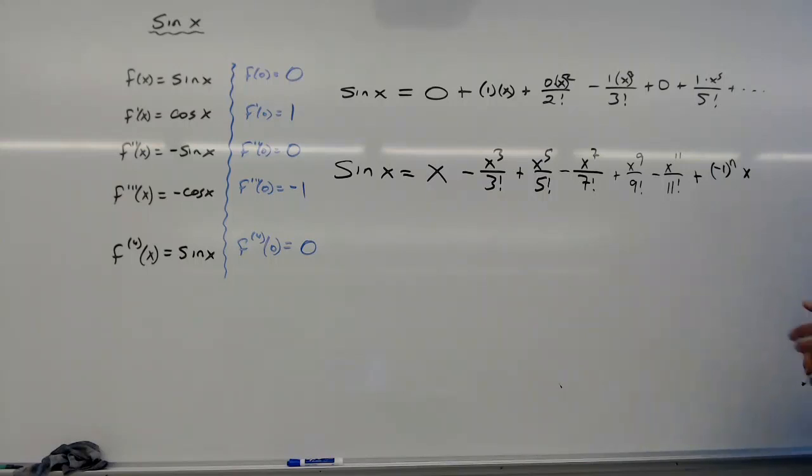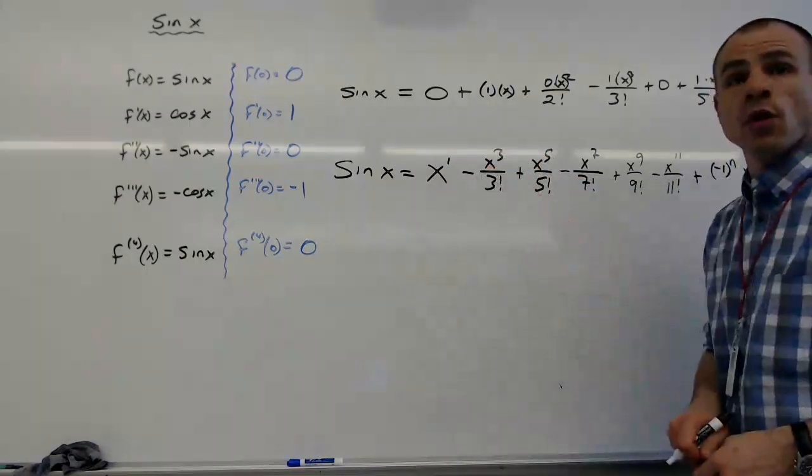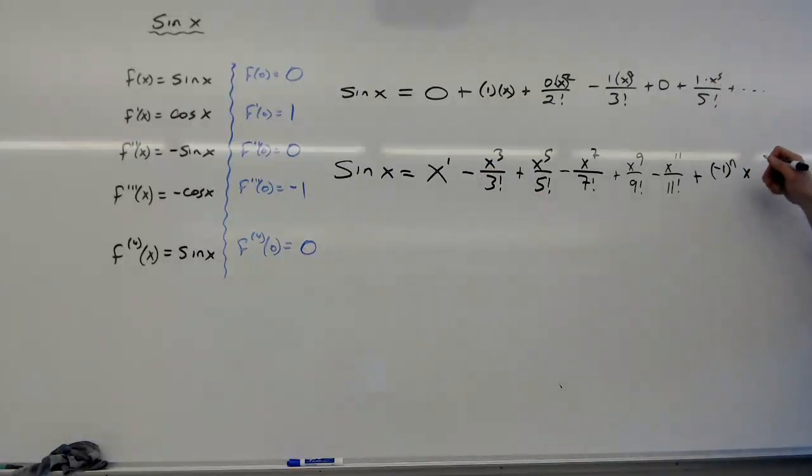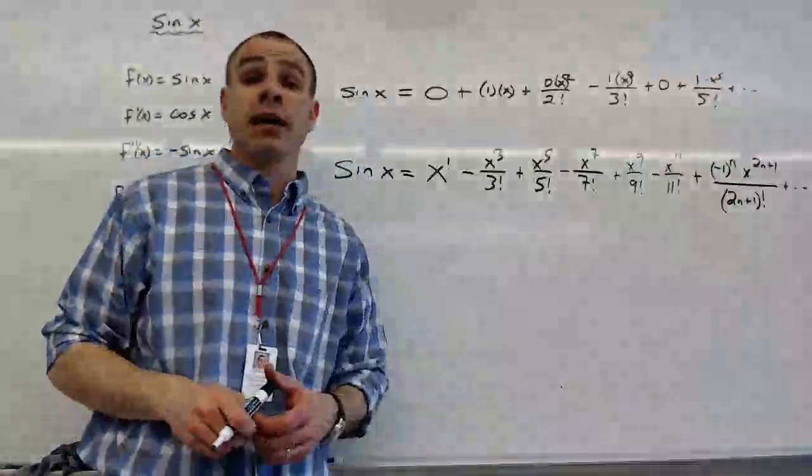Now we need it to go up by 2's, and the first one to be x to the first power, because there's an unwritten 1 right there. So we actually have an exponent of 2n plus 1. All right, and we're going to divide by that same 2n plus 1 factorial. All right, and that will give us the general term for the sine of x.